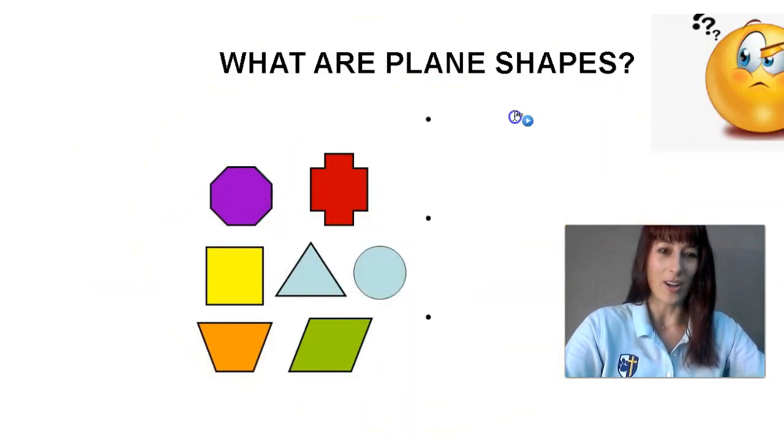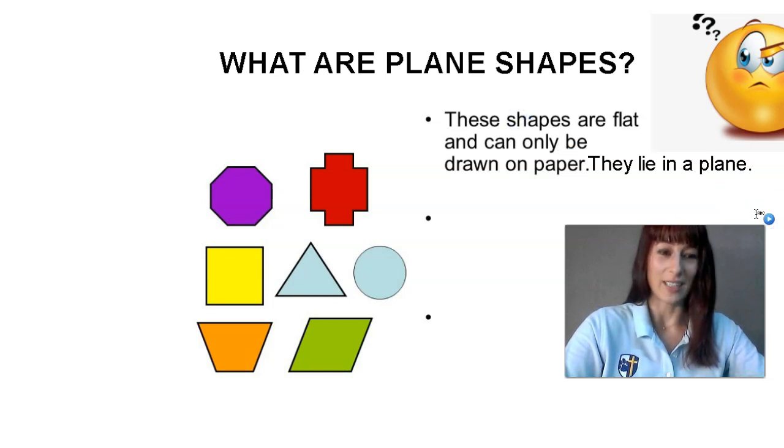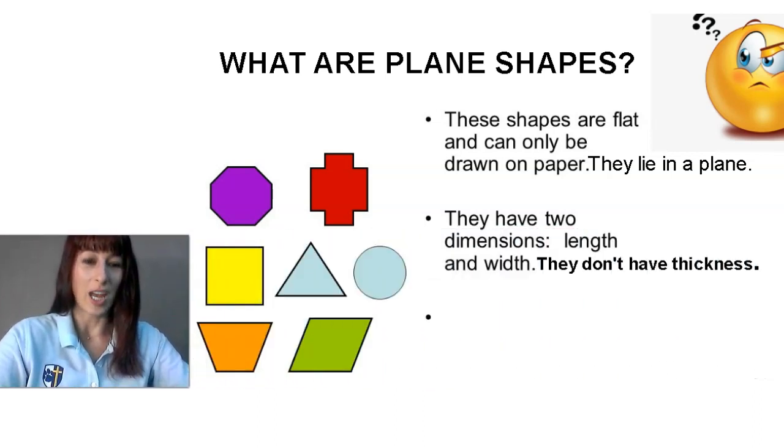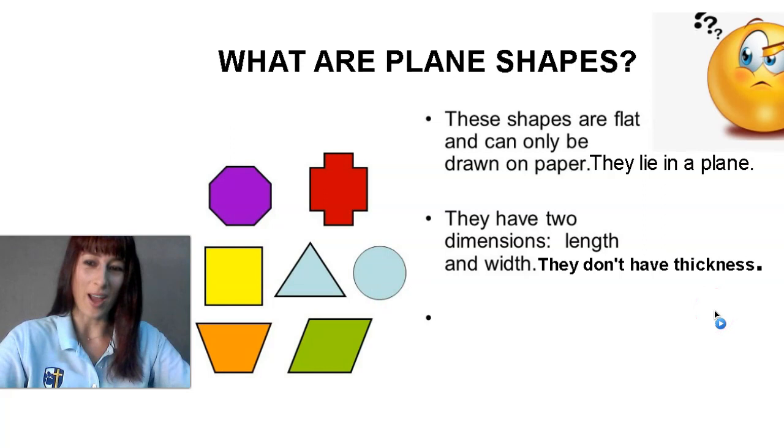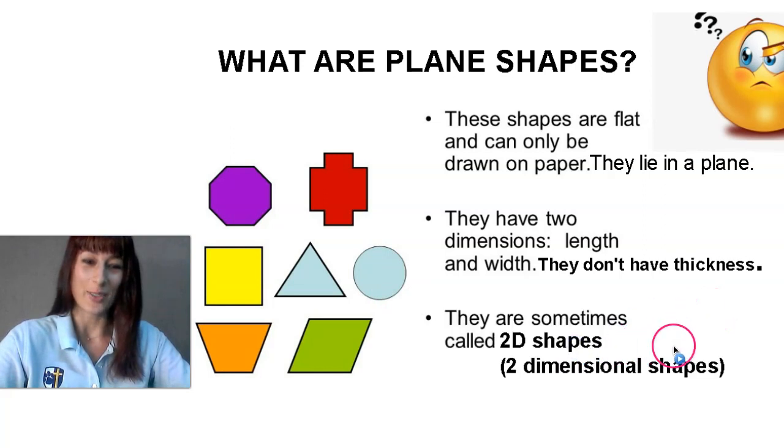Plane shapes are shapes that are flat, okay? They can be drawn on paper, like the ones you see over here. They're flat, they lie in a plane, okay? We draw them on a paper. Plane shapes are also shapes that have two dimensions. They have length and width. They don't have thickness, okay? They're just in a plane. They don't have a thickness. And that is why they're sometimes called 2D shapes. I'm sure you heard that term. So plane shapes are 2D shapes.